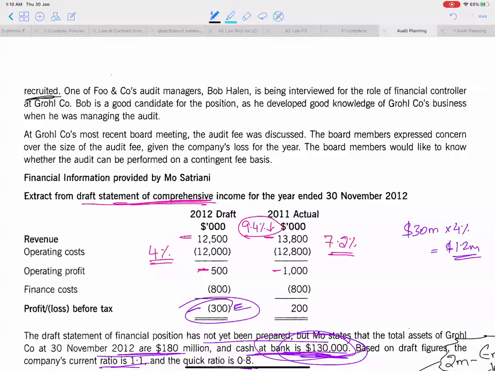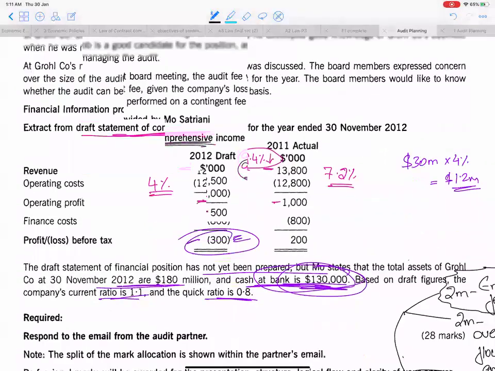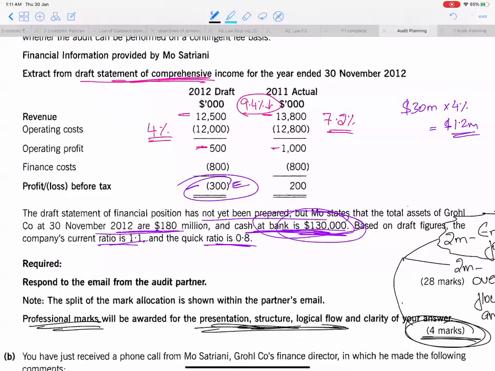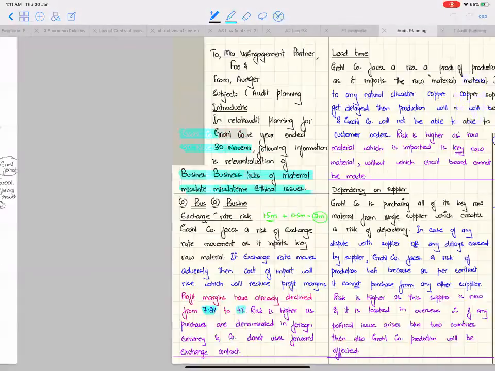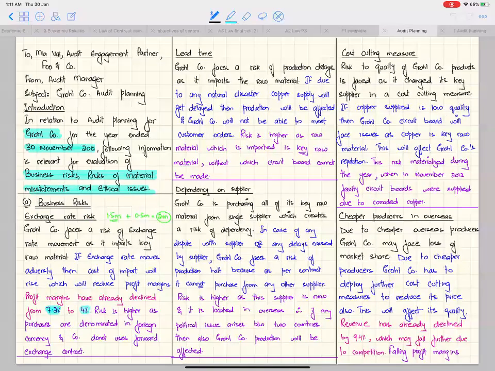At Grohl Company's most recent board meeting, the audit fees were discussed. The board members expressed concern over the size of the fees. Given the company's loss for the year, the board would like to know whether the audit can be performed on contingent fees. Now, all of these are ethical issues. That our audit manager is being hired at the client is an ethical issue. Contingent fees is an ethical issue. Obviously, these are not business risks. And then we have the income statement, which we have already read. So we have drafted the first answer of our business risk.